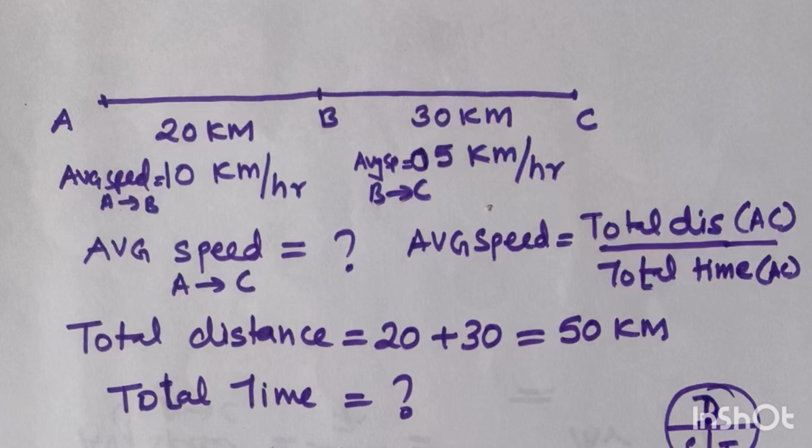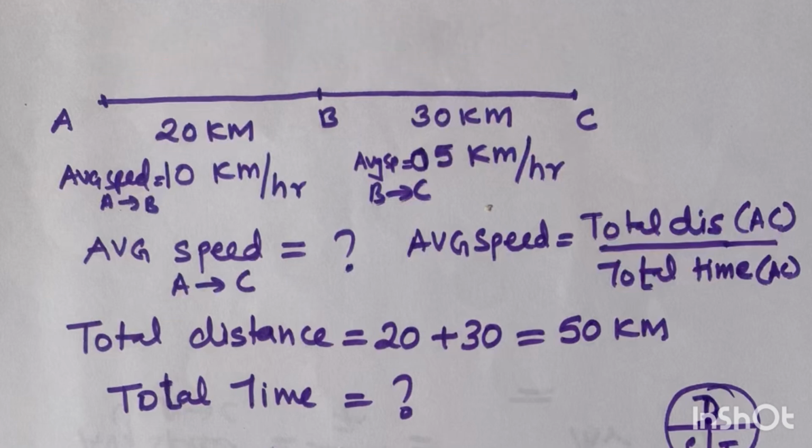Now in this case, object is moving from A to C, where from A to B, which is 20 kilometer, object's average speed is 10 kilometers per hour, and B to C, which is 30 kilometer, that time object's average speed is 5 kilometer per hour. You need to find average speed of total trip, that is from A to C. Now we know that average speed is total distance upon total time. Here total distance AC we can easily find out, that is 20 plus 30, which is 50 kilometer.